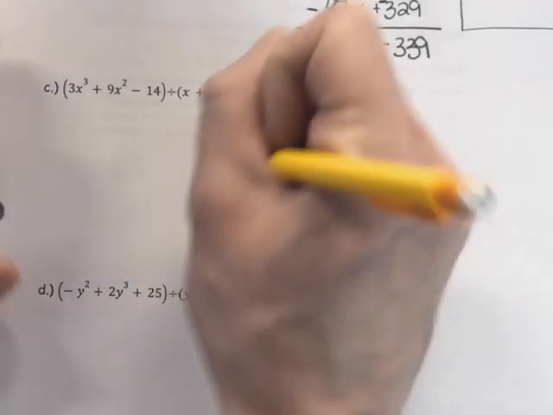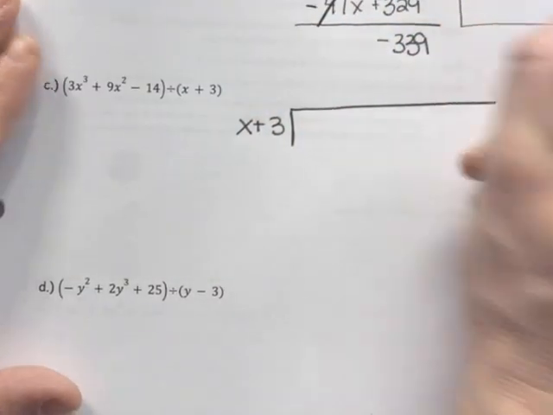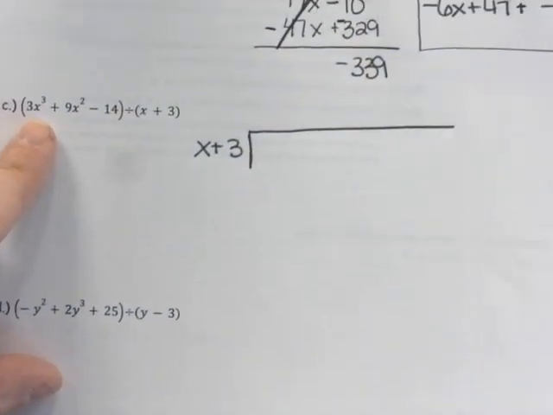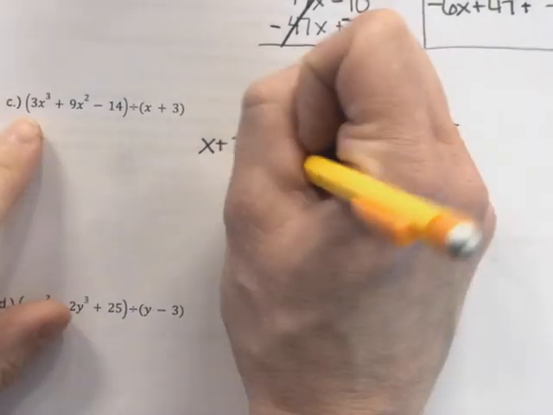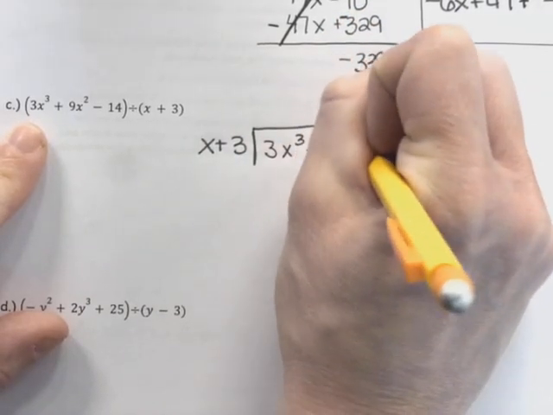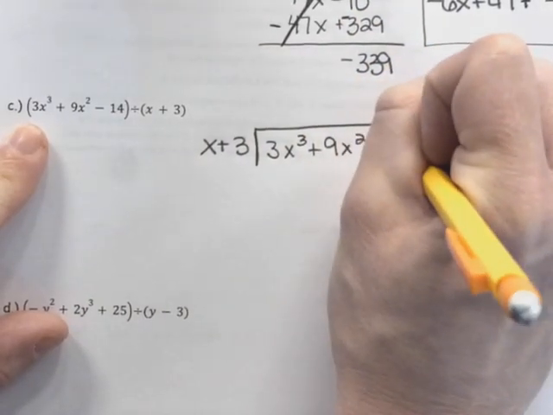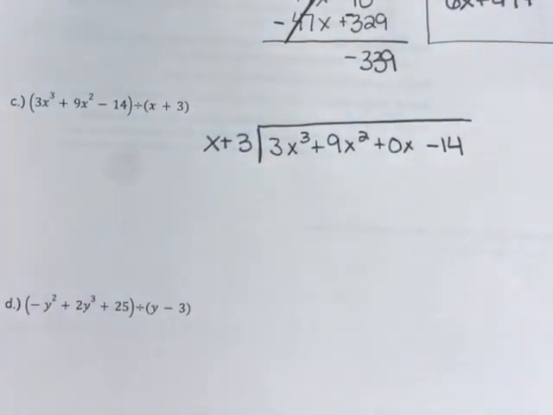Okay, x plus 3 is getting divided in. So x plus 3 goes out front, and it's dividing into... Remember I said I have that program running in the back of my head? I see something that's in standard form. However, there's something missing. What's missing? The x term. So I'm going to write 3x cubed plus 9x squared plus 0x for the placeholder minus 14. So again, if any of the terms are missing, you need a placeholder to represent that.